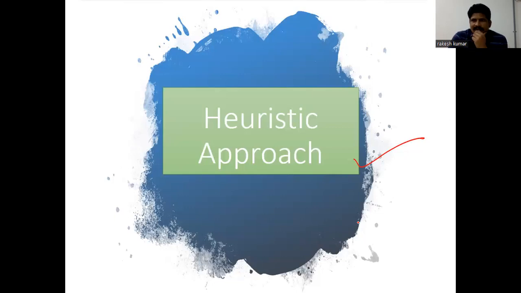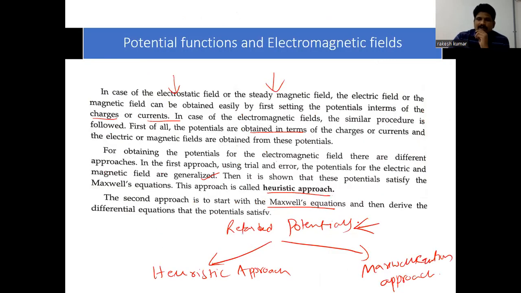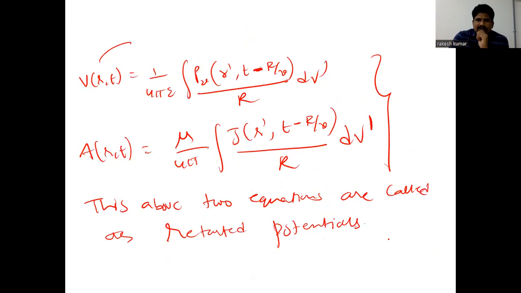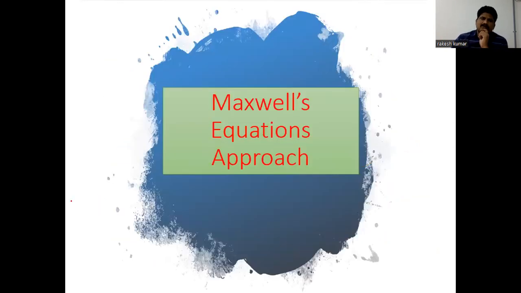Similarly, for the retarded potentials, what are the two techniques? One is the heuristic approach. The other one is the Maxwell's equation approach. Okay, so let us go to the second method, that is the Maxwell's equation approach.